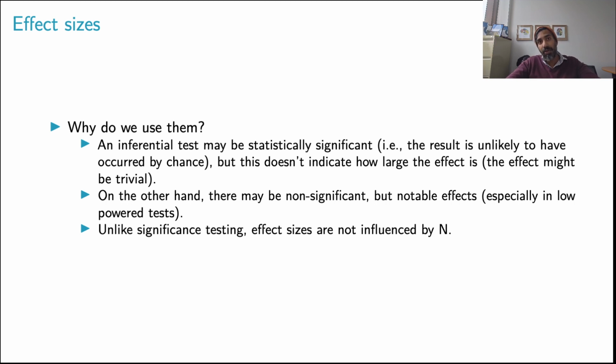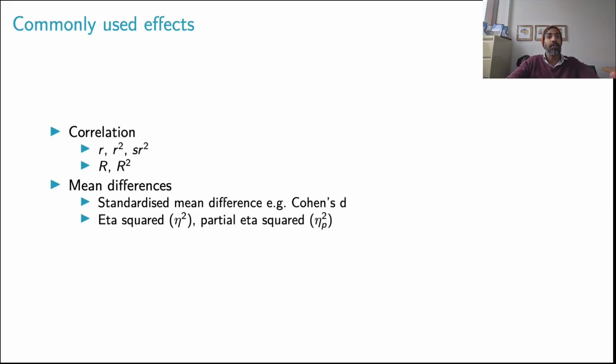So if you don't have enough power, there may be notable effects, but they're not statistically significant. Unlike significance testing, effect sizes are not influenced by n, right? So they're not influenced by the number of people in your sample. So what are commonly used effect sizes?